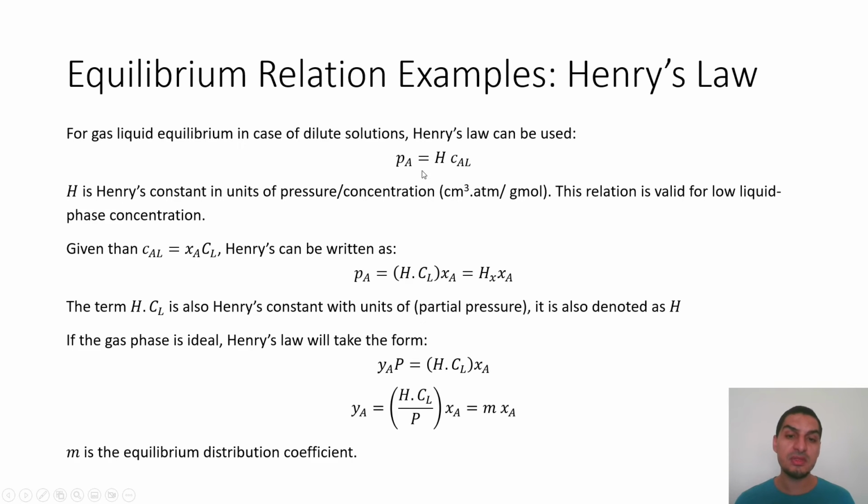And of course the Henry's constant here will have units of pressure divided by concentration. So this is very logical, and this is one thing that we mentioned before regarding the units: we cannot subtract concentration from pressure or vice versa. So we had to use another parameter that will be multiplied by one of them to make the units homogeneous in both cases.